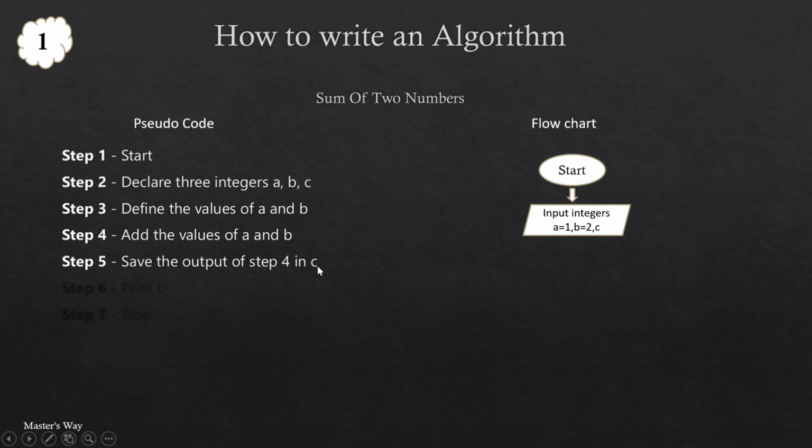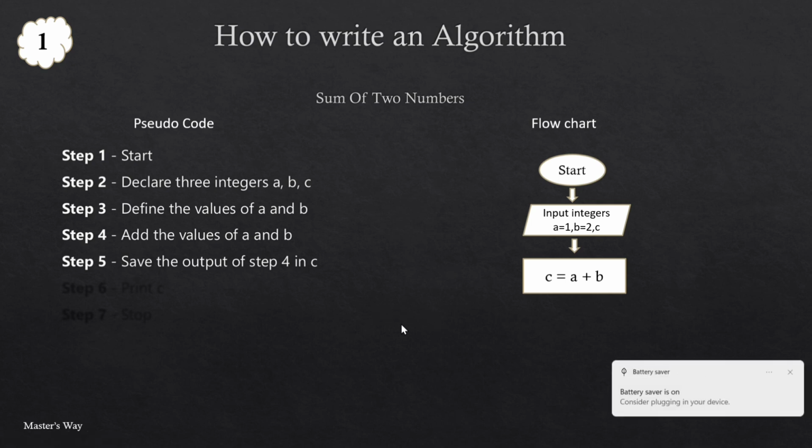So steps 3, 4, 5, these three steps are done in one single flowchart block. So you can see define values of A and B. We need to define and add the values of A and B. We will add and we will store this sum in C. So you can see here C equal to A plus B. Nothing but we are adding, step 4, add the values of A and B. We are adding A and B. And step 5, save the output of step 4 in C. We are storing it in C with the equal operator, C equal to A plus B.